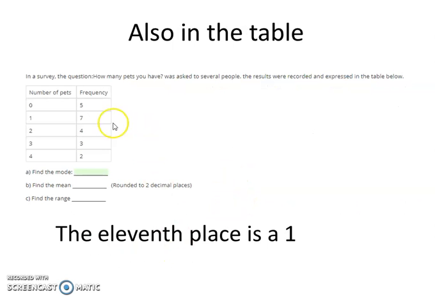Take a look, we can do it from the table, because we add all the frequencies to get how many values in total we have. 5 plus 7 plus 4 plus 3 plus 2, that is 21. And then we do 21 plus 1, that is going to be 22, and then we divide by 2, we get 11. So the place 11, look, the first 5 places are zeros.